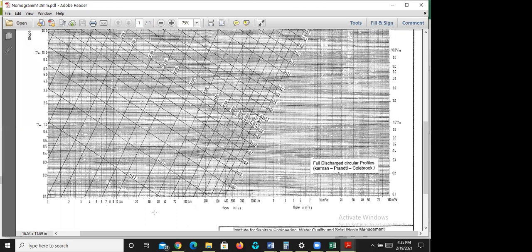So 15 is here. So 15 against 2.5. Okay, it's in between here. And that will be 200 mm pipe. Somebody says he got 175. I commend you, that is good. But based on design principle, you choose 200.